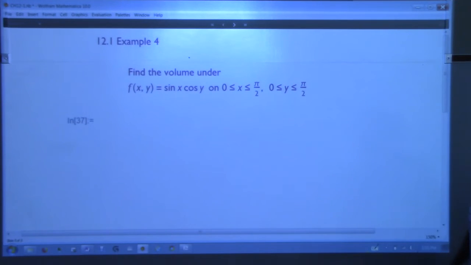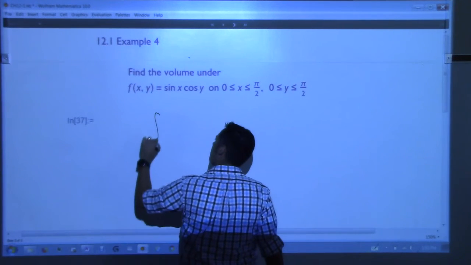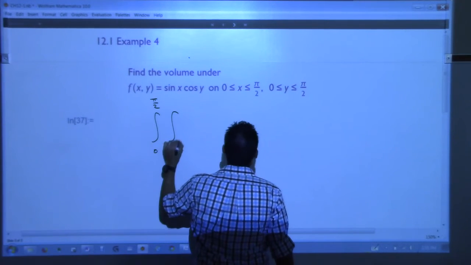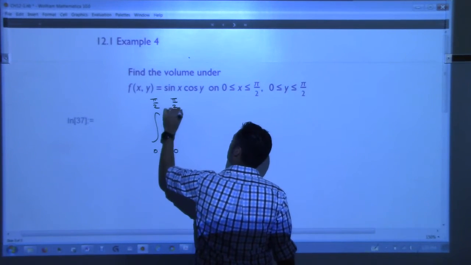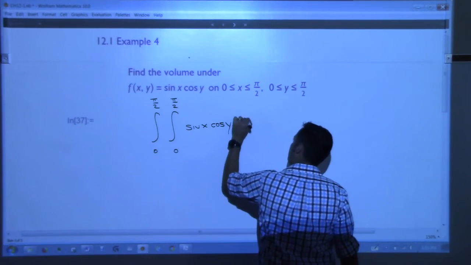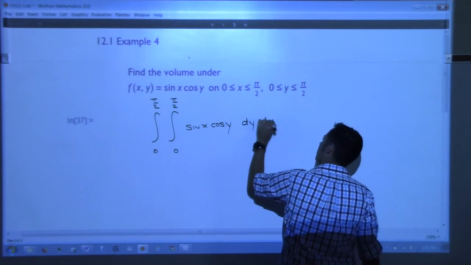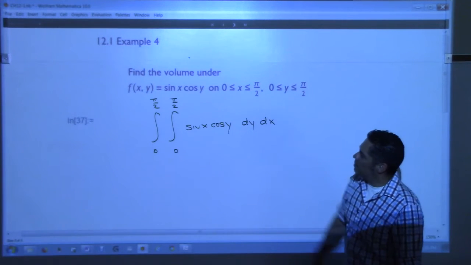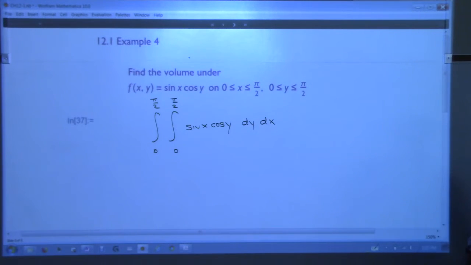So find the volume under sine x cosine y on this rectangular region. So I'm going to go right to the integral. Both my limits of integration are going to go from 0 to pi over 2. And it doesn't matter if I go dy dx or dx dy, because these are the same. Now, is this the special case? Yes. This is the special case.